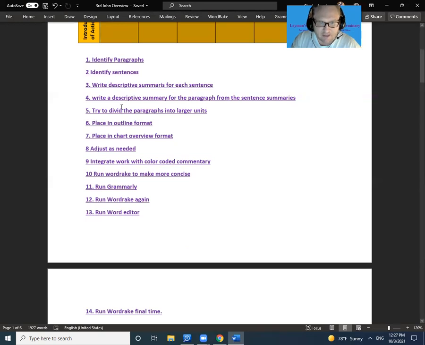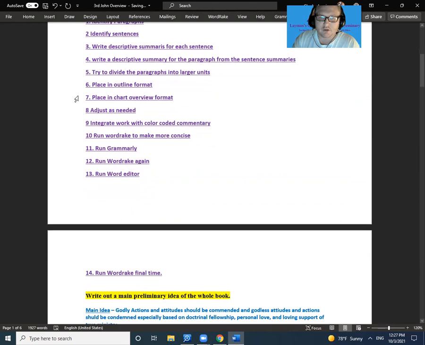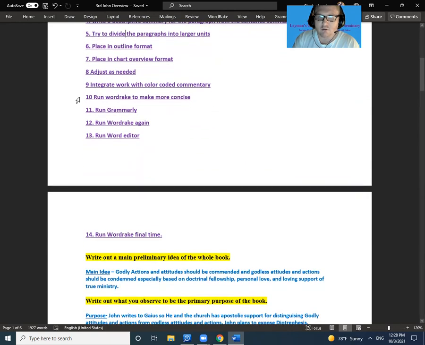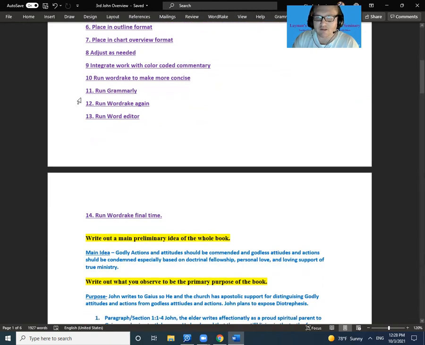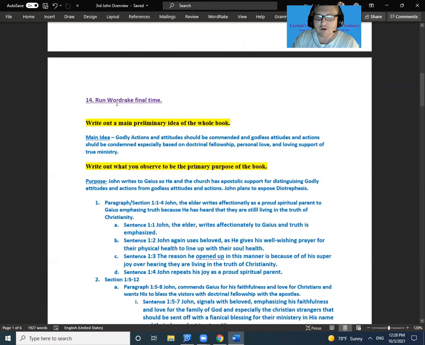And then you try to divide the paragraphs into larger units. Then you place them in outline format. You place them in a chart overview format, and you adjust as needed. Then you integrate your work with a color-coded commentary of your choice. 10, run Word Rake if you have it to be more concise. 11, run Grammarly if you have it. 12, run Word Rake again. 13, run Word Editor. And then 14, finally run Word Rake a final time. And the idea is to be more condensed and concise.